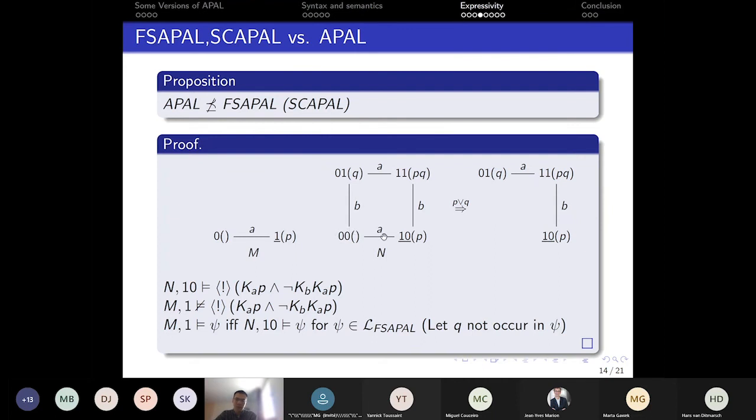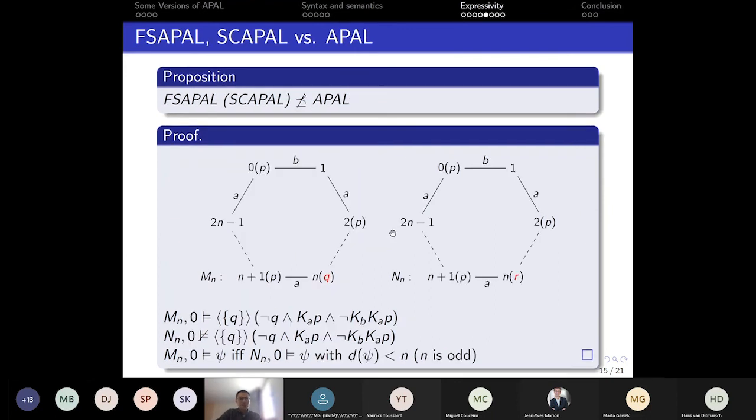cannot express. And the second example here is APAL is not at least as expressive as FS-APAL. So the strategy is the same.